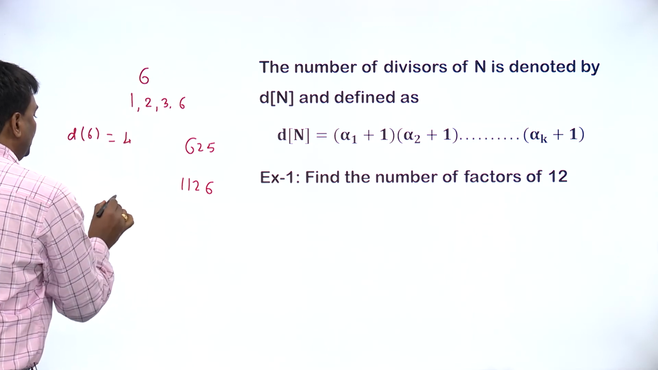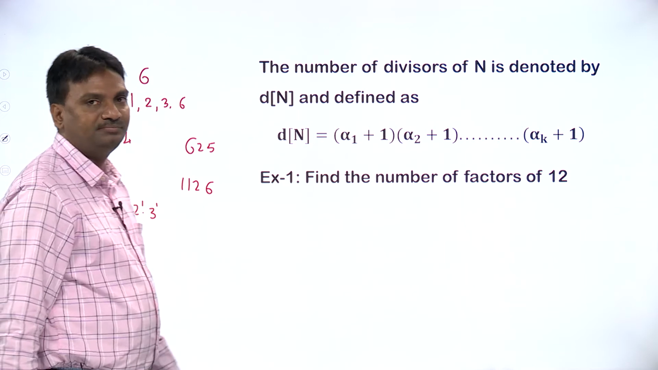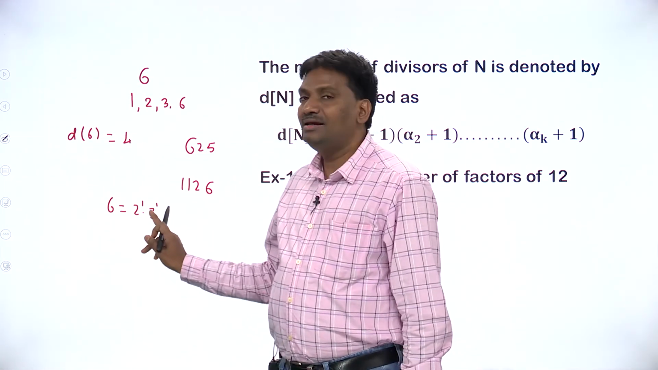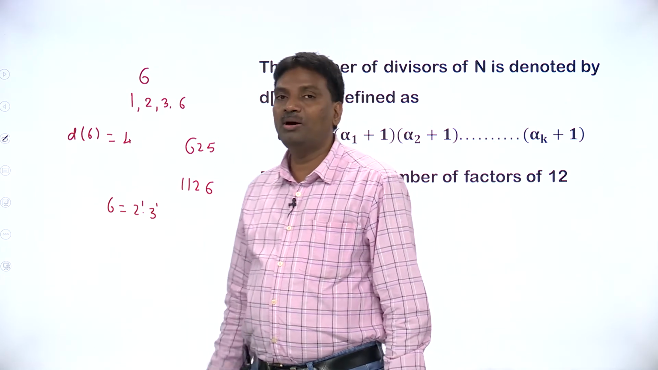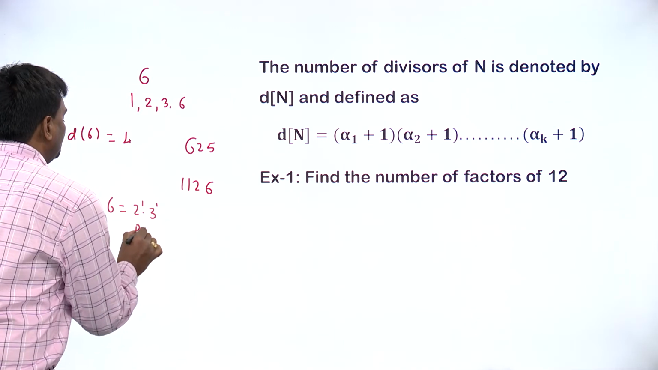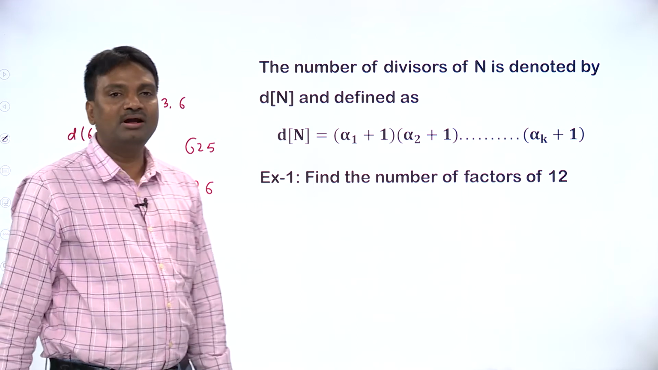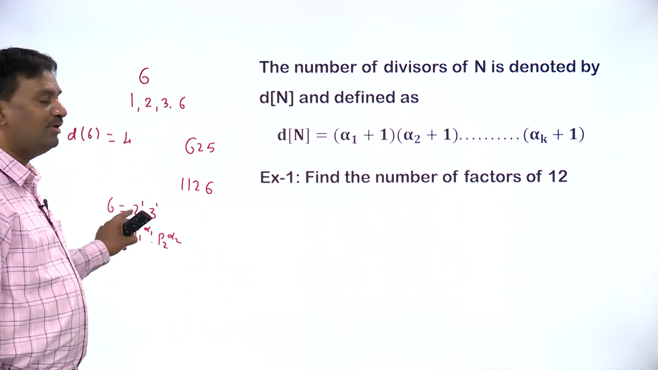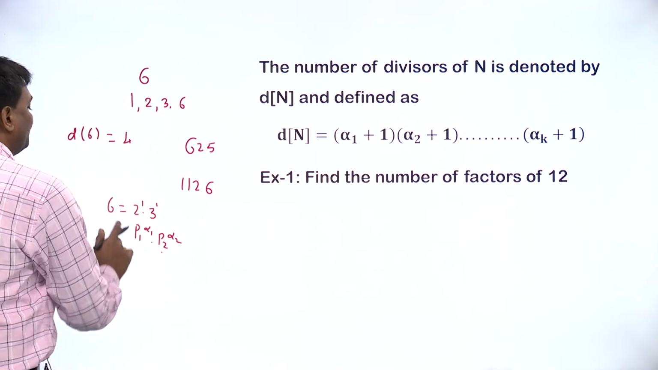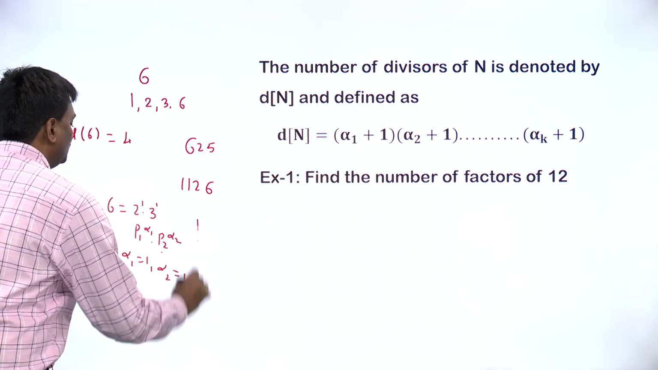Here, suppose that 6 can be written as 2 power 1 into 3 power 1. Clearly, this is in the form of p1 power alpha 1 into p2 power alpha 2. Here in place of p1 we have 2, in place of p2 we have 3, where in place of alpha 1 we have 1, and in place of alpha 2 we have 1.